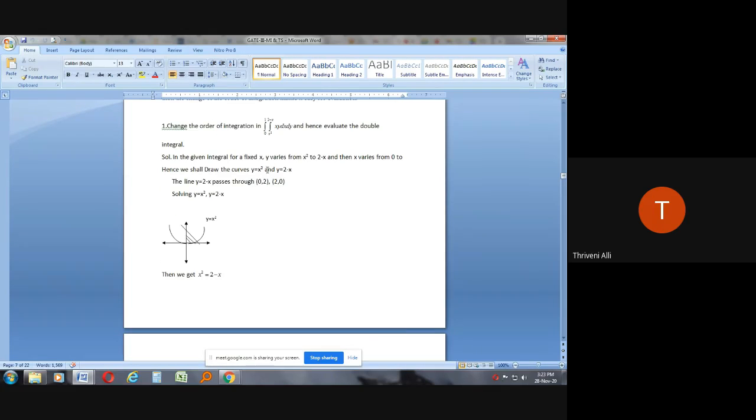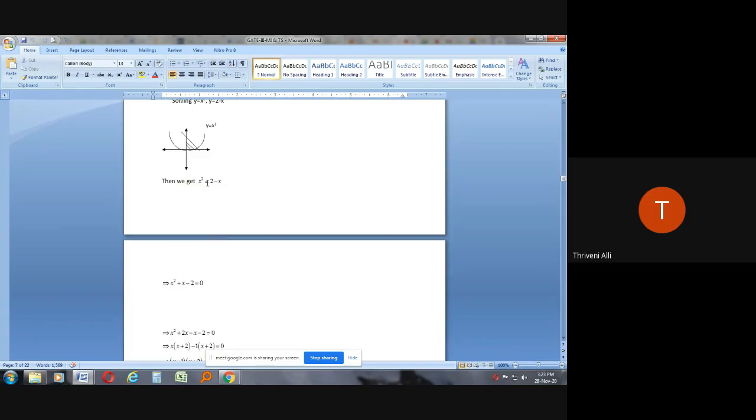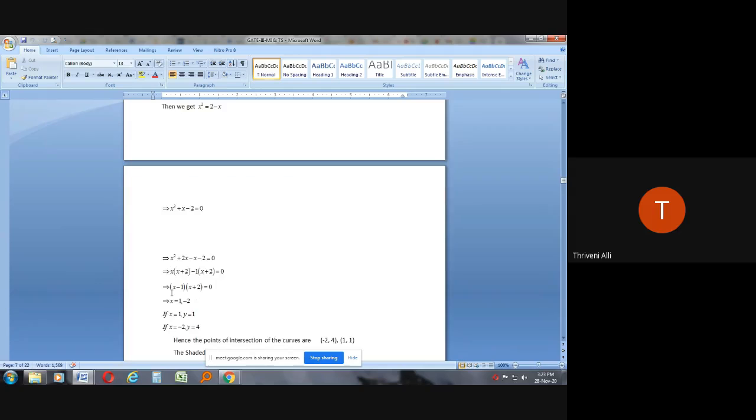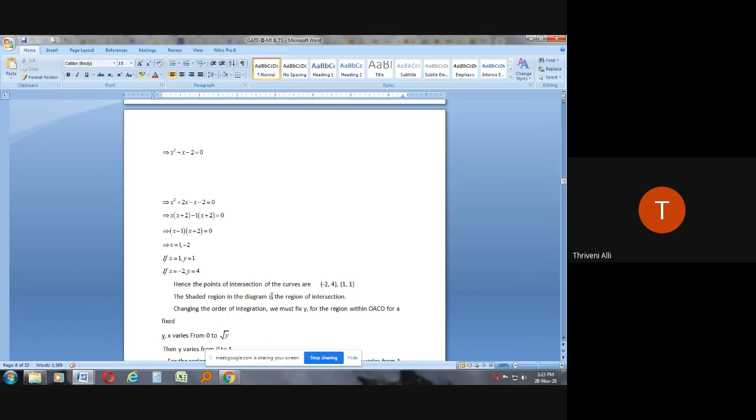So first we draw the curves y equal to x square and y equal to 2 minus x. So this is the diagram. Please see that. The line y equal to 2 minus x passes through this. These are the points of intersection for these curves. Solving these two equations, we get the limits, that is x equal to 1 and minus 2. If x equal to 1, y is 1. If x equal to minus 2, y equal to 4. So again we have the 2 points of intersection of the curves.